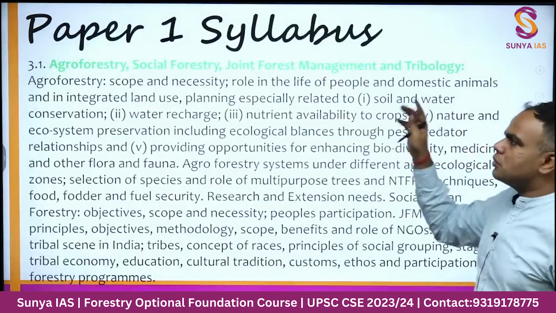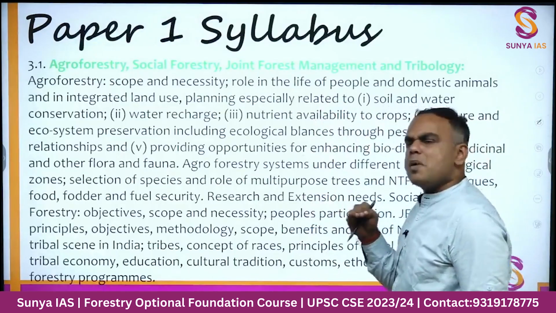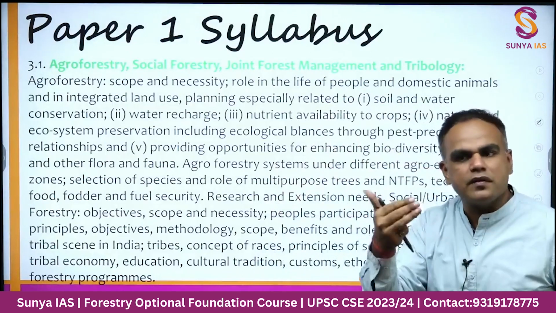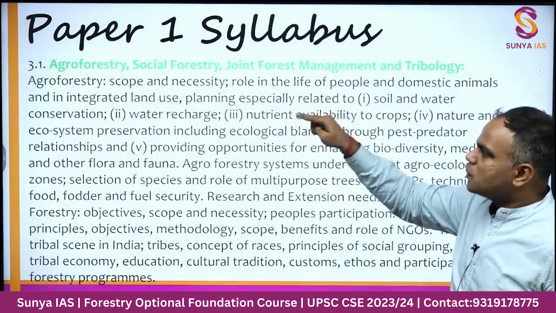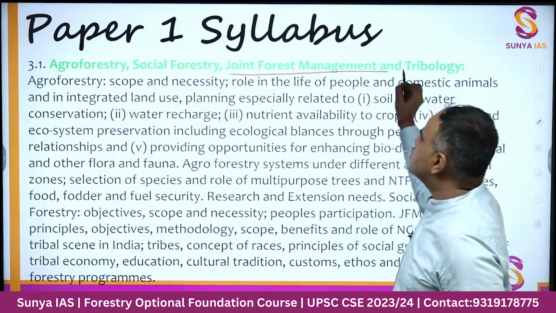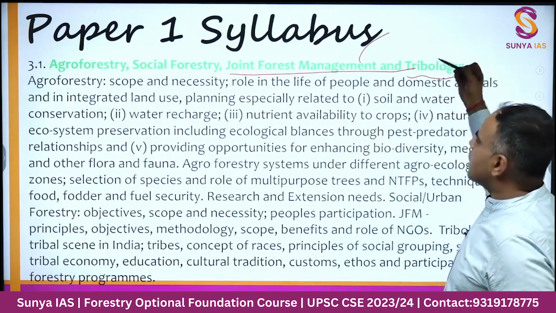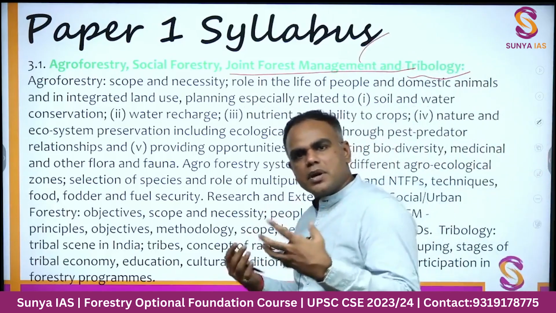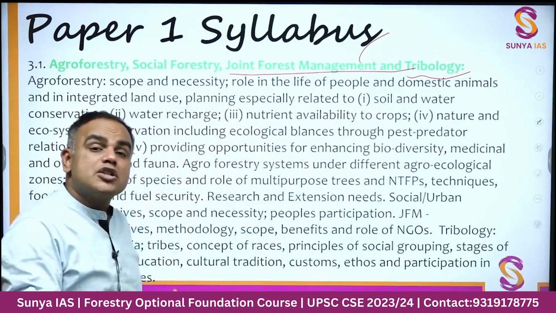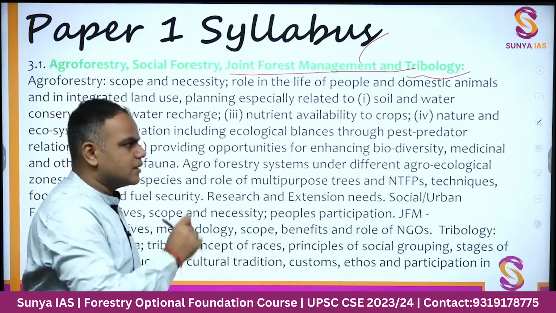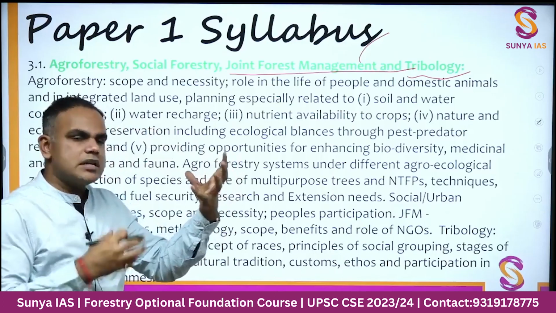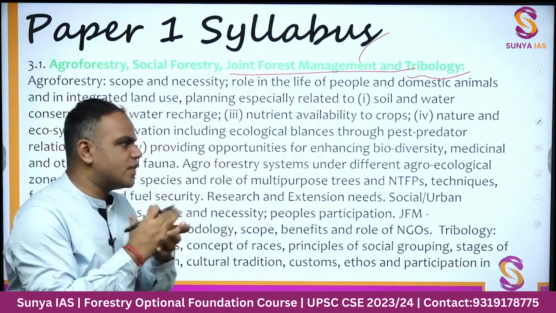Now I'll show you paper 1B. Paper 1B is slightly those portions which you know about. Of course there is a lot of detailing that has to be understood. We start with agroforestry, social forestry, and joint forest management, and tribology. Tribology is how the tribes interact. Joint forest management is also mentioned in your National Forest Policy of 1988. This is where we include the forest dwellers and the forest bureaucracy together.